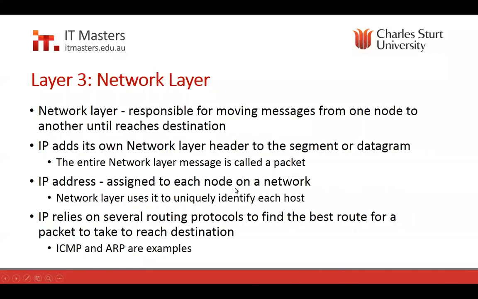Network layer 3 is the layer that's responsible, in a nutshell, for routing. The IP part of TCP/IP lives here, and it owns it. It adds its own network header, which always contains both the source and destination IP address. So the source address of the host that's transmitting, and the destination address of where that data is heading off to. IP relies on several routing protocols to find the best route for a packet in order to reach the destination. We'll talk about routing and routing protocols shortly.